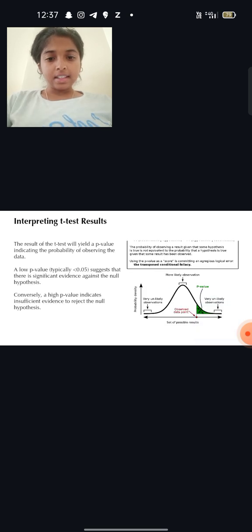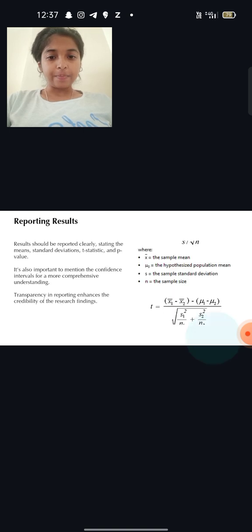Interpreting t-test results. The result of the t-test will lead to a p-value indicating the probability of observing the data. A low p-value, typically less than 0.05, suggests that there is significant evidence against the null hypothesis. Conversely, a high p-value indicates insufficient evidence to reject the null hypothesis.